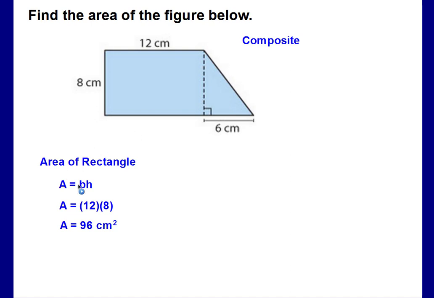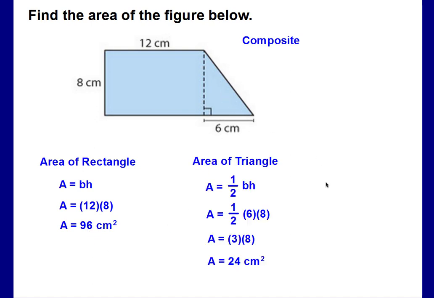So the area of a rectangle, first thing you're going to do is write your formula, area equals base times height, then write your equation. Our base is 12. Remember, opposite sides are equal, so even though this is the base, it's the same measurement as the 12 centimeters. And then the height is 8 centimeters. Multiply them together, and you get 96 centimeters squared.